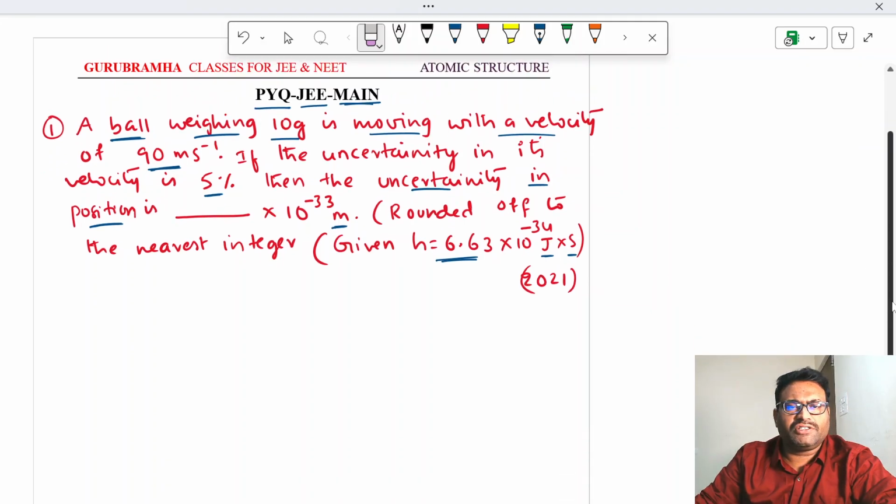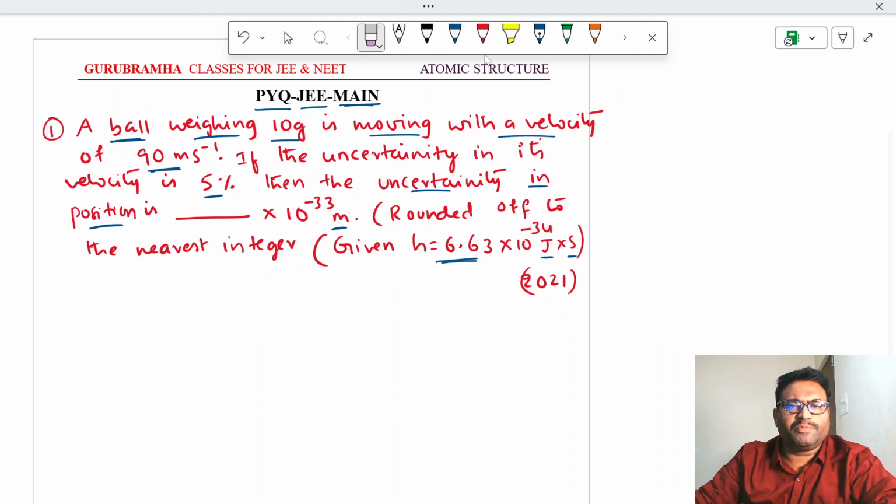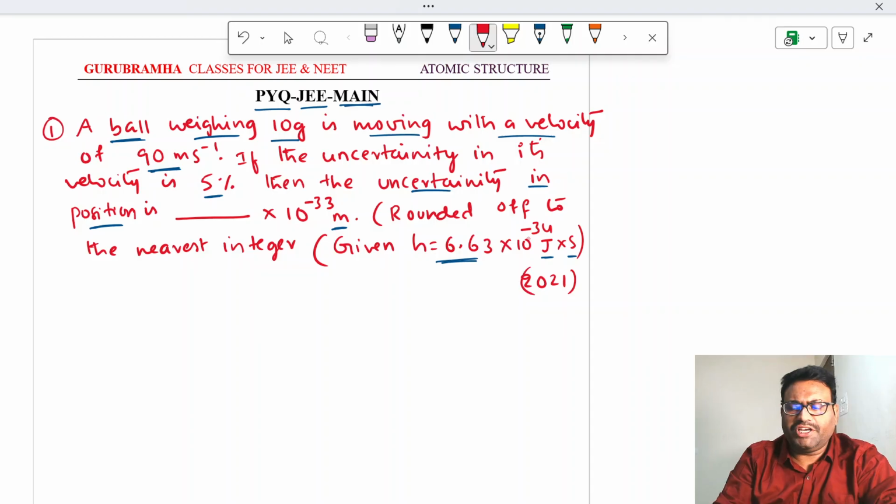Today's topic is Heisenberg uncertainty principle from the chapter Atomic Structure, and in that we are discussing PYQs of JEE Main. PYQ means previous year's questions.